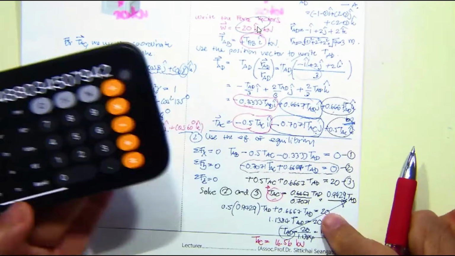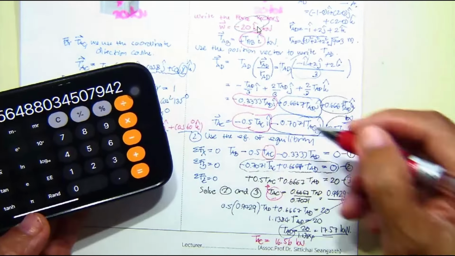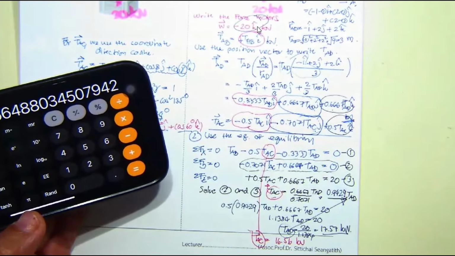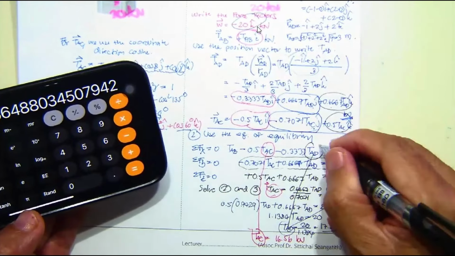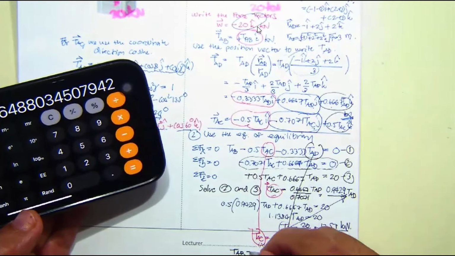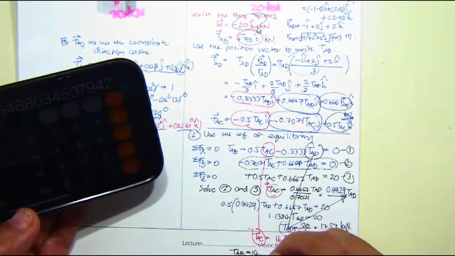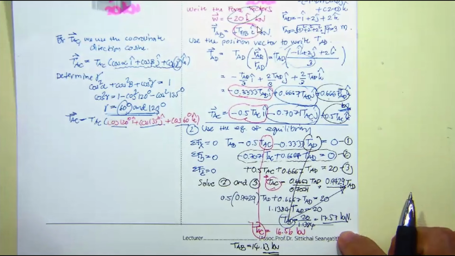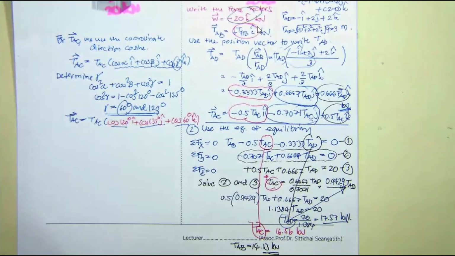Now, when you get T sub AC, put T sub AC here, put it in T sub AB here, you will get T sub AB equal to 14.13 kilonewton. Anyway, that's going to require a lot of work. If you try to go back and solve it by yourself, I believe you can do it. Okay, let me stop this one first.